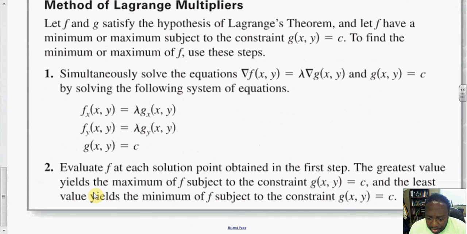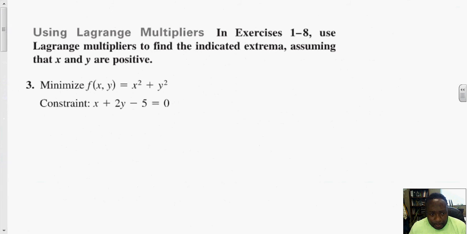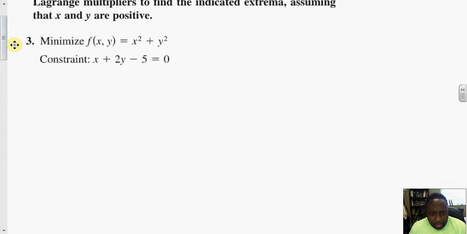Evaluate f at each solution point obtained. However many points you get, you consider. The greatest value would yield the maximum, or so-called relative maximum, of f subject to the constraint, and the least value would yield a relative minimum subject to the constraint of g. Now let's look at some problems. It's very straightforward. Let's see if we can make some sense out of it.